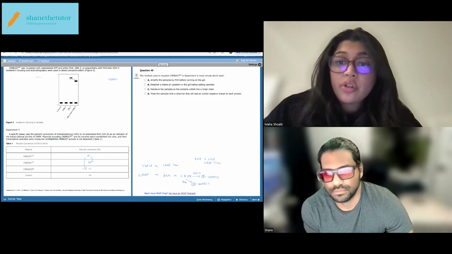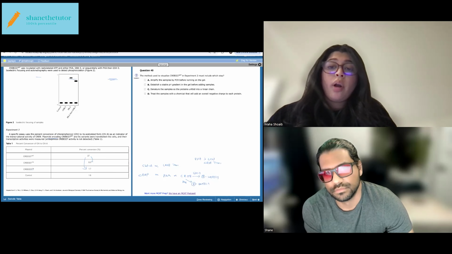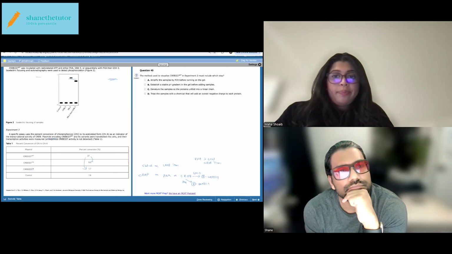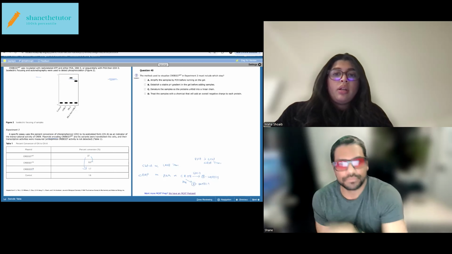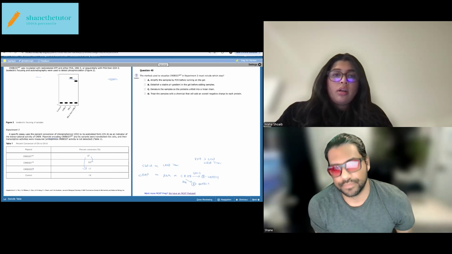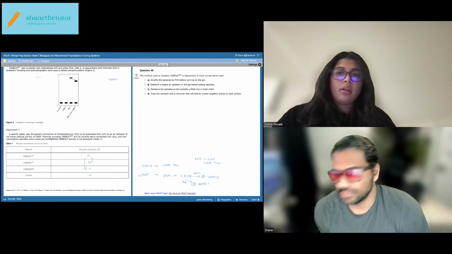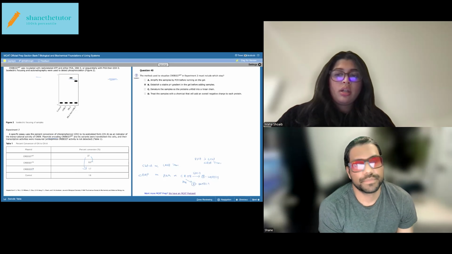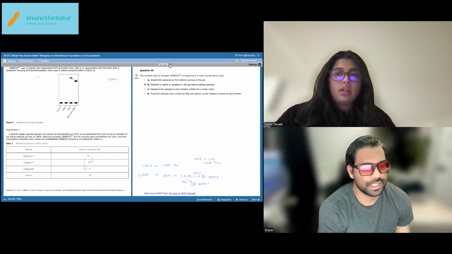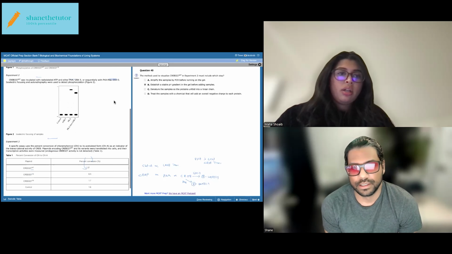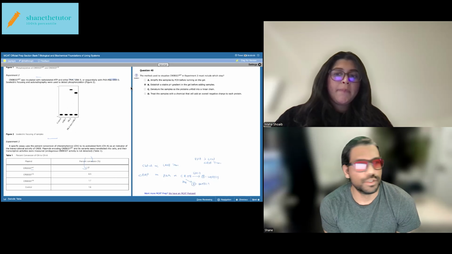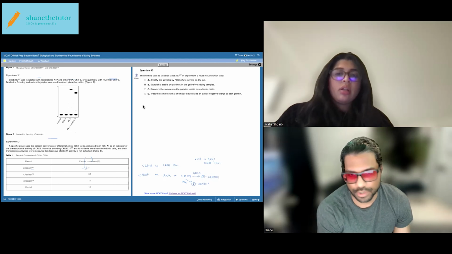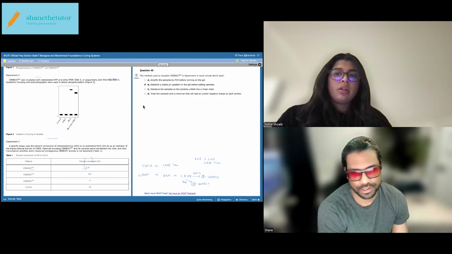The method used to visualize Krebs 327 wild type in experiment 2 must include which step? So we talked about the pH gradient. They're talking about isoelectric focusing in figure two, and they're doing that for a protein, right? So you're not going to be able to use PCR on it.